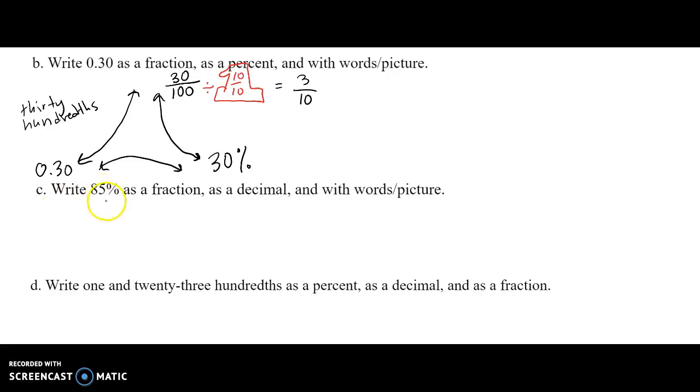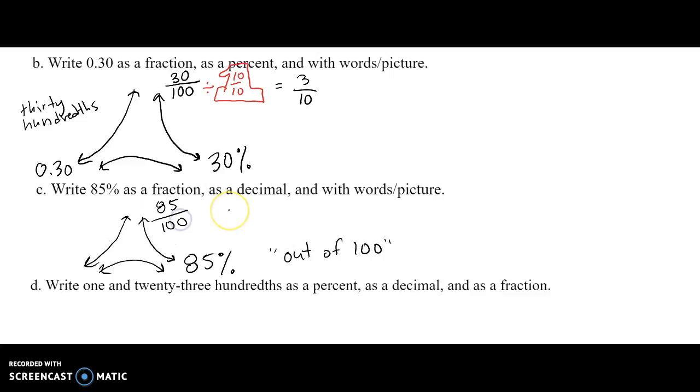I don't know. All right, so write 85% as a fraction, as a decimal, and with words or pictures. 85%. Let's do that. So let's start with a percent here. Oh, I know where this is going. Oh, this is easy. 85%. What does the word percent mean? Out of 100. I think I can do this as a fraction. This should be 85 out of 100. If I say this properly, 85 hundredths.